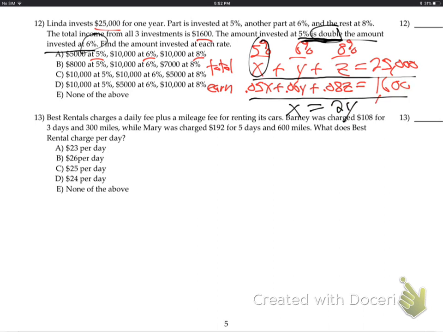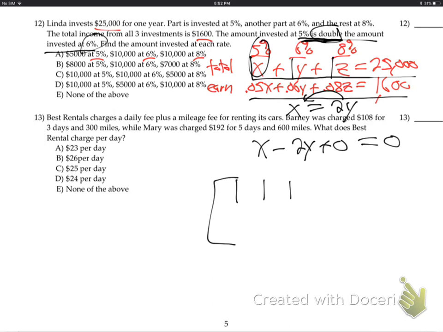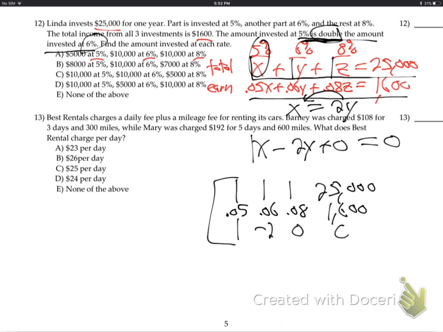That's my equation. But you have to get x's and y's and z's on the left, so bring the 2y over, so that'll become x minus 2y plus 0z is 0. That's the third equation. So your matrix will end up being 1, 1, 1, 1, 1, 1, 25,000, and 0.05, 0.06, 0.08, 1,600, and the last one, 1, negative 2, 0, 0. Put that in, RREF. Get your answers on that one.